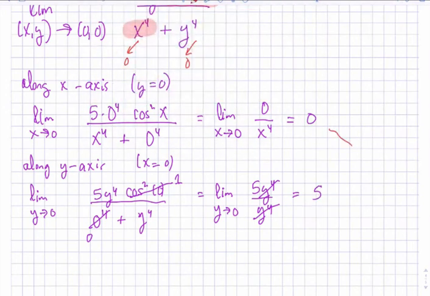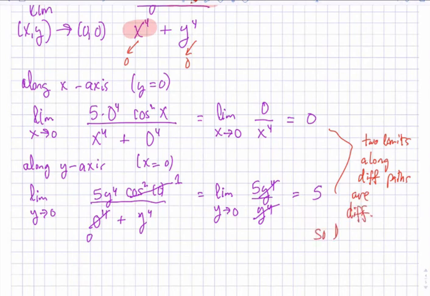So that's it, right? The two limits along different paths are different, so the overall limit does not exist.